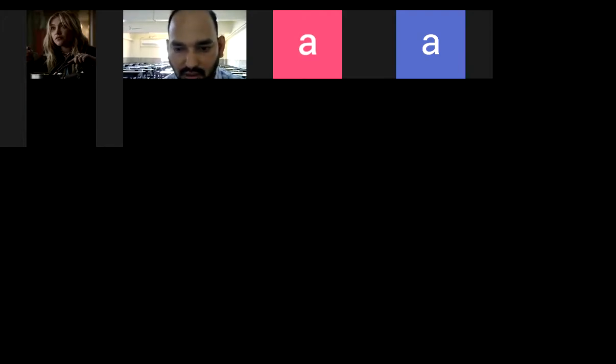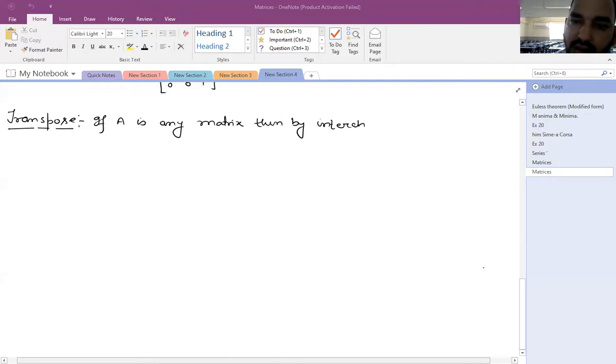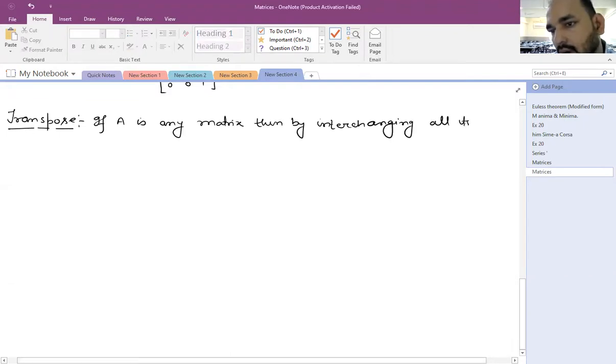Oh, suddenly that has stopped working. Okay, what I was saying, if A is any matrix, then by interchanging all its rows, oh, now this is creating a problem. Students, be patient. Give me a minute.